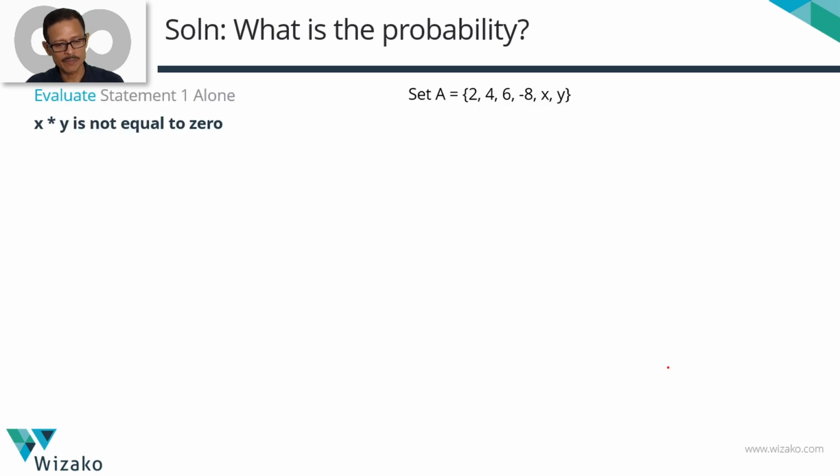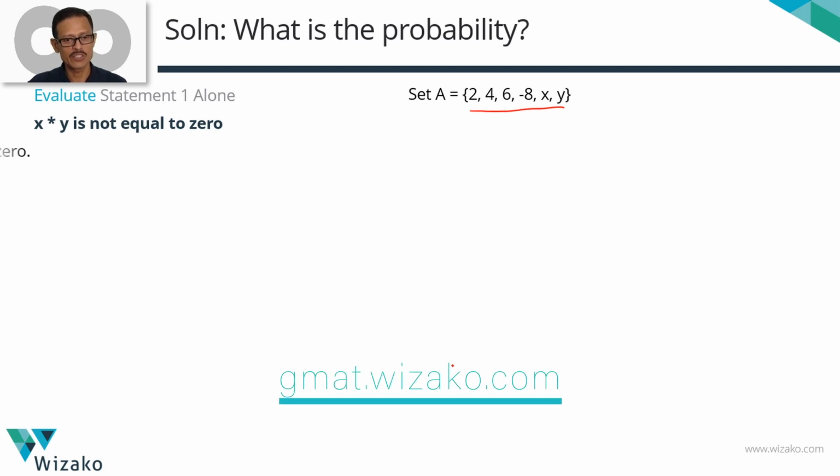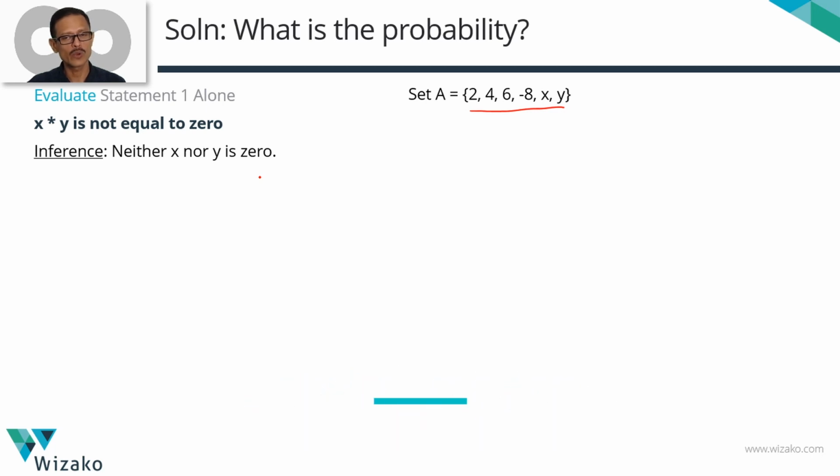Now let's delve into statement 1. Statement 1 tells us that x into y is not equal to 0. This is set A for our reference. The product of x and y is not 0. Then neither of these numbers can be 0. That's the inference. Neither x nor y is 0.